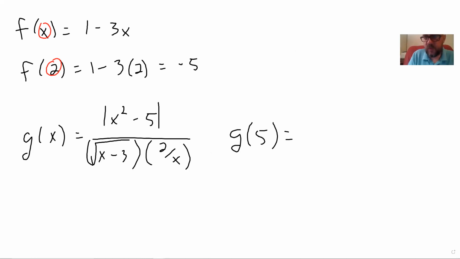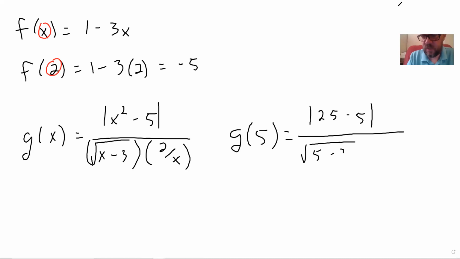equals, excuse me, my Zoom is annoying me here. Well, 5 squared is 25. So I get the absolute value of 25 minus 5, divided by the square root of 5 minus 3, times 2 over 5. All right, and then we just simplify. So 25 minus 5 is 20. I take the absolute value, it's still 20. So this is 20 over the square root of 2 times 2/5.